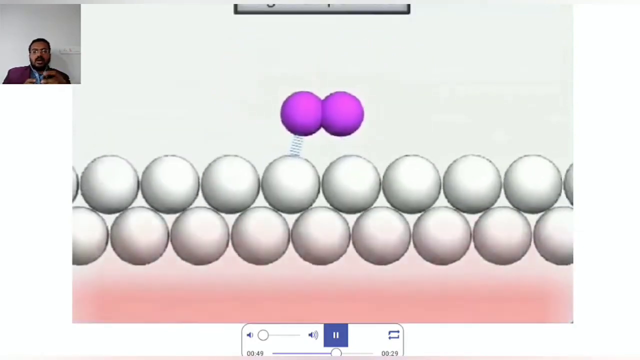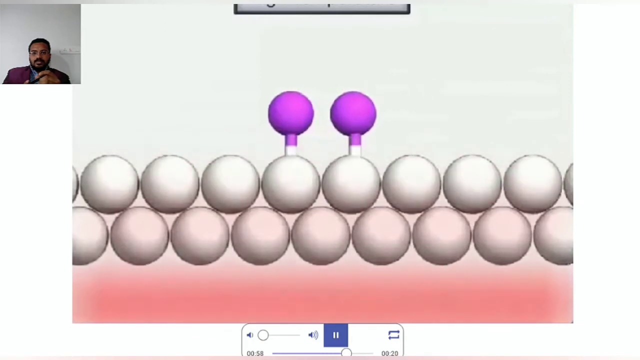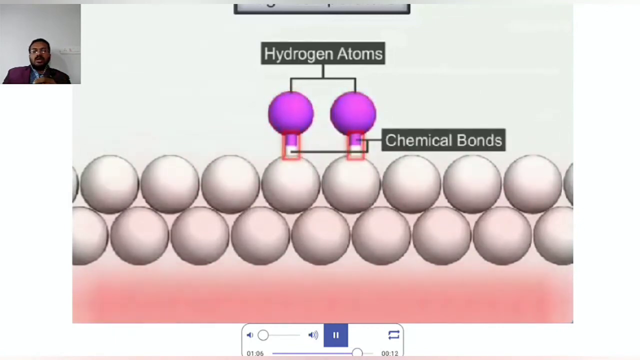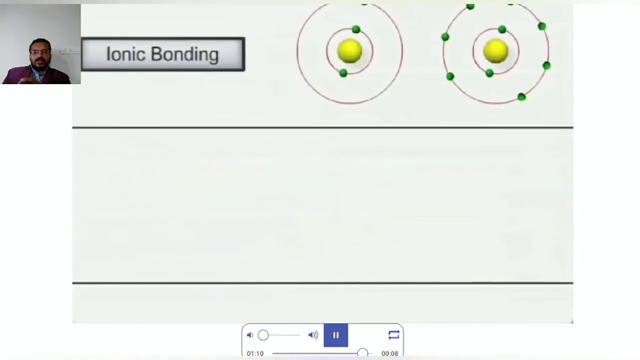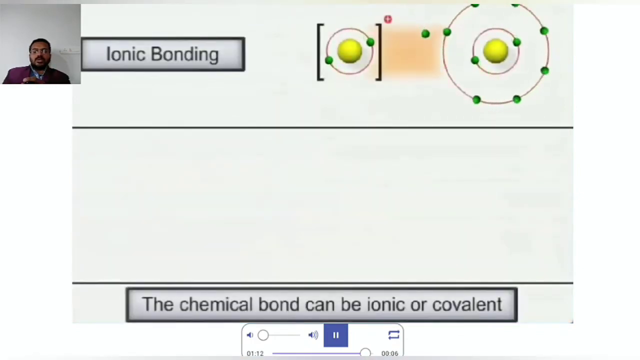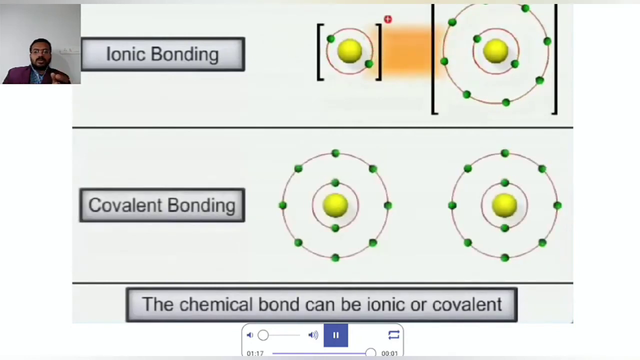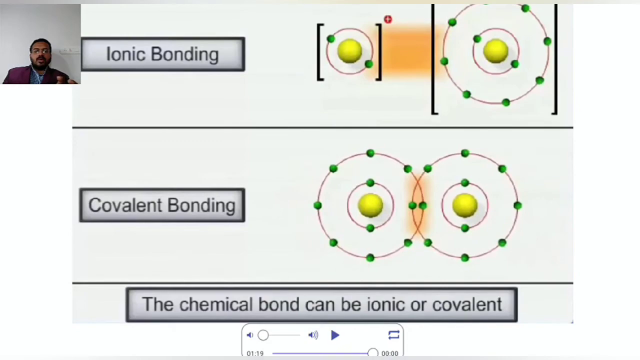But in chemical adsorption or chemisorption, it will be strong chemical bonds that are holding the adsorbate and adsorbent together. See, in chemisorption, strong chemical bonds are there between the hydrogen atoms and the adsorbent, and that is why they are held strongly towards the adsorbent even at high temperature. So this chemical adsorption mainly occurs due to ionic bonding and covalent bonding. So chemical bonds can be either ionic bond or covalent bond.